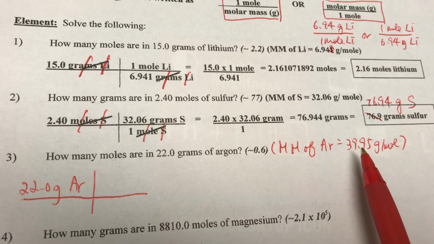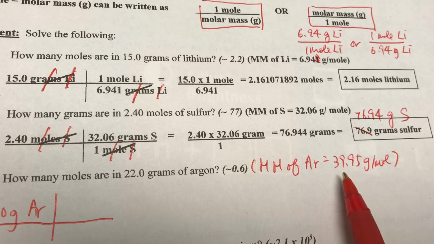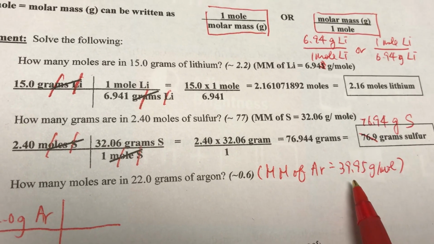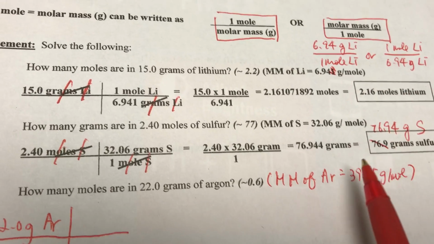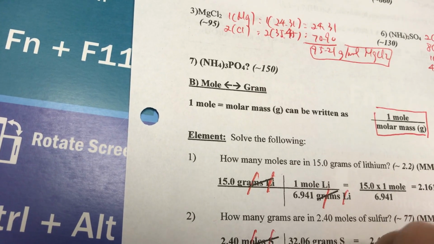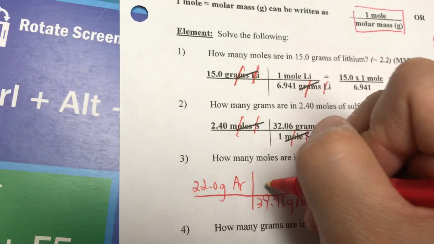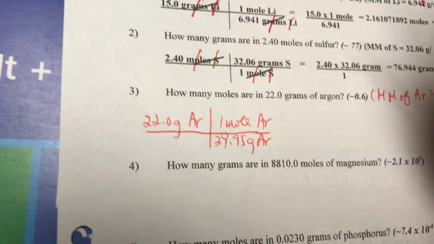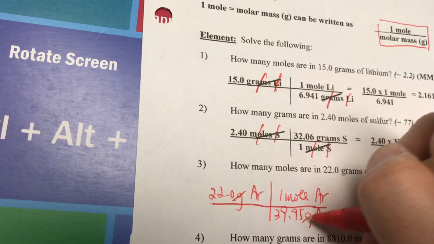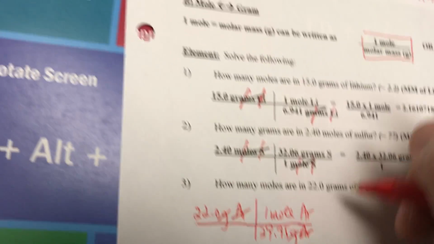That means I want to have the gram on the bottom and the mole on the top. So what number goes with my gram? 39.95 gram go together, and the 1 will go to the mole. The 1 mole goes to the top, the 39.95 gram to the bottom. So 39.95 gram argon, and then 1 mole argon. You always need to cancel 2 things. One is the unit, one is what it is. So I'm going to cancel the gram and the argon.